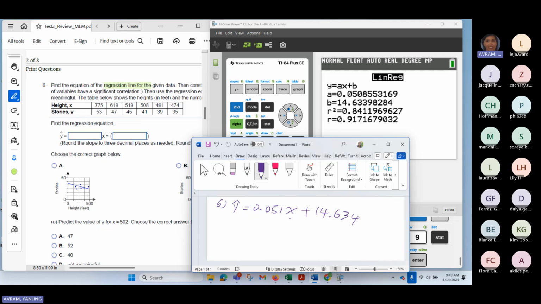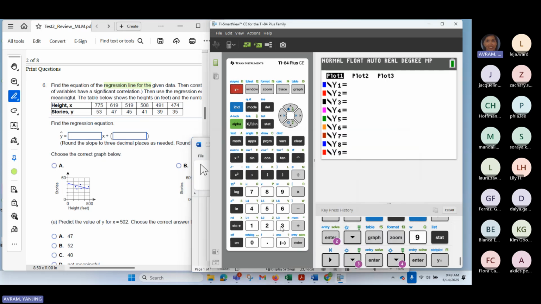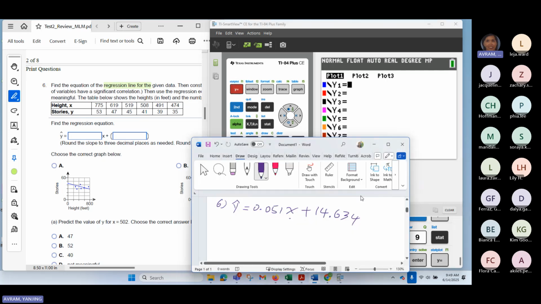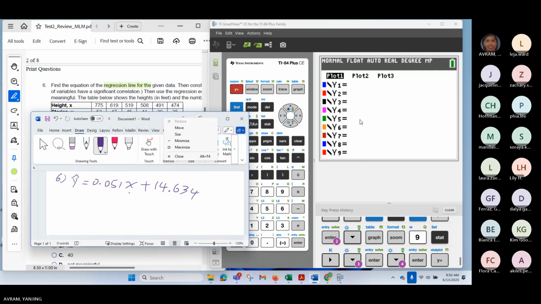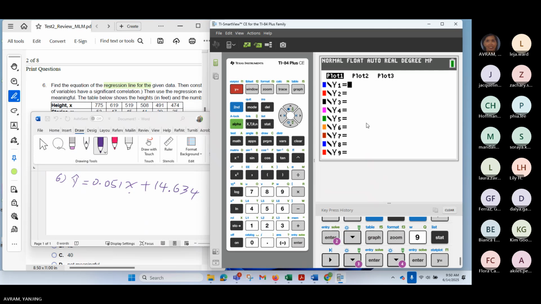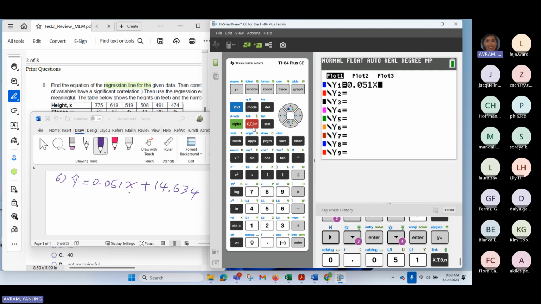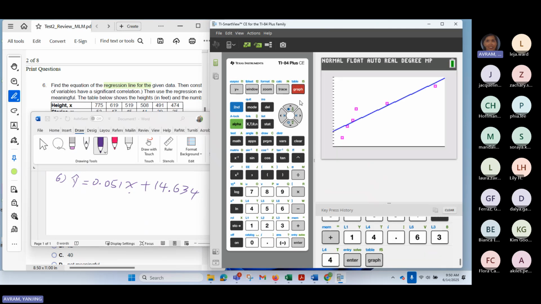And I can plug this y hat into y equal. Okay, so if I plug this y hat into y equal, 0.051x, okay, and then plus 14.634, and then we hit enter, we hit graph. Now we have this linear regression graph.